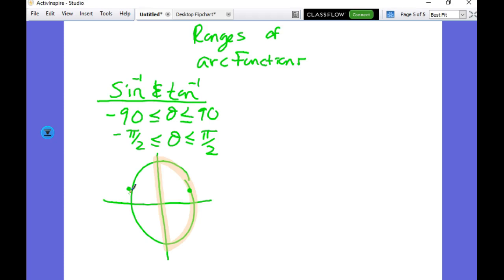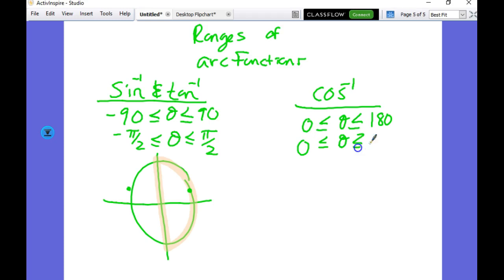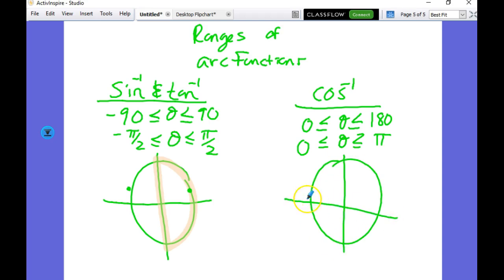All right. Now, cosine is a little bit different. Arc cosine will only give you an answer from 0, not x, I'm doing theta, from 0 to 180. Or from 0 to what? Pi. I was doing radians. All right, so now on our unit circle, that means that arc cosine will only give you angles from the top half of your circle. It will not give you the answers from the bottom half.